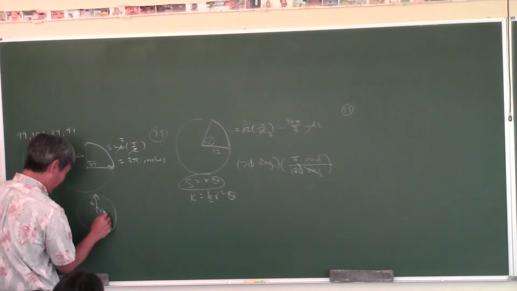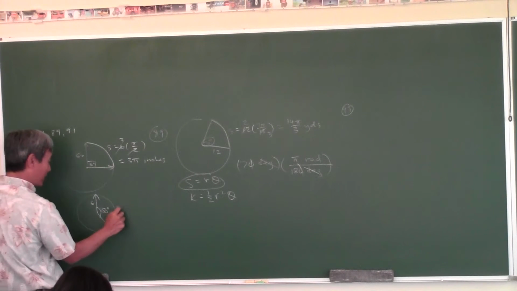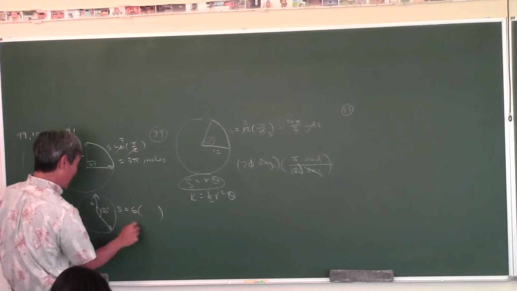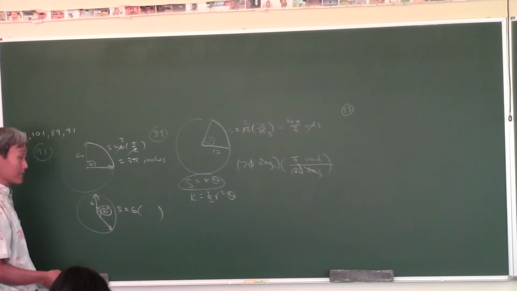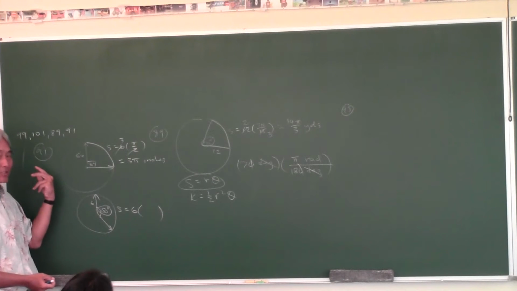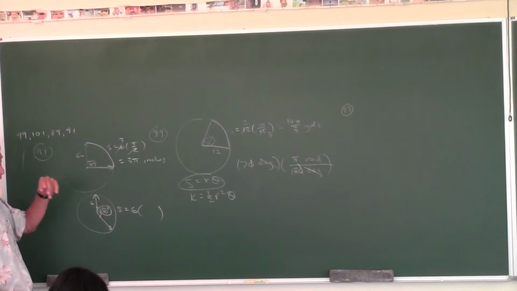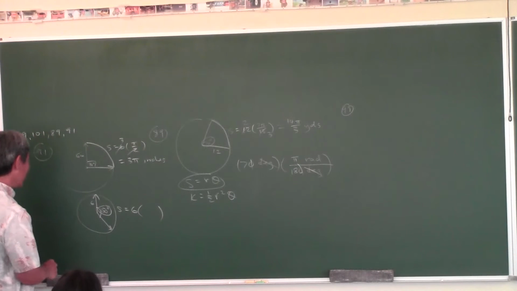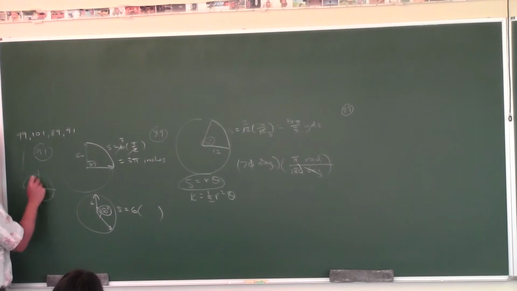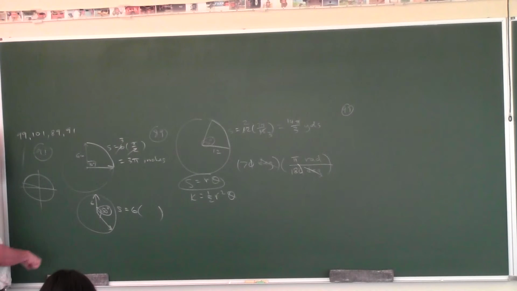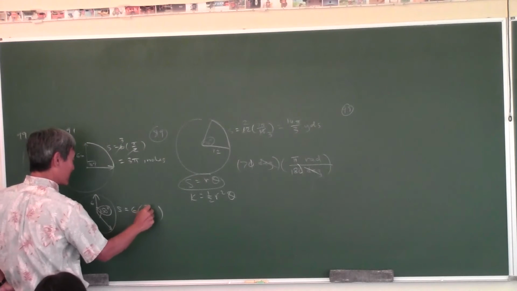Yes, 150 degrees. Okay, so the arc length is equal to the radius times the angle in radians. But 150 degrees, that's something from the unit circle, right? What's the radian measurement of 150? Okay, here's the unit circle. Here's 150 over there. So what's the radian measurement? 5 pi over 6.